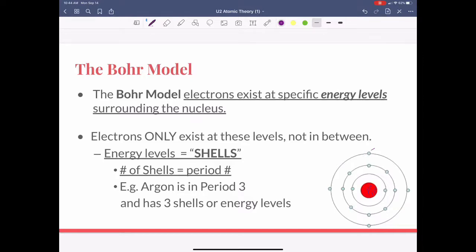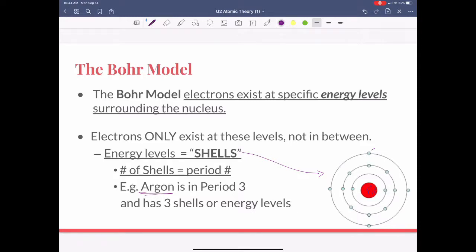Electrons only exist at levels, not in between the levels. When we look at this diagram on the right side, energy levels or shells are these circles. The number of shells tells you what period that element is in. For example, if we look at argon on your periodic table, what period is it in? Remember, periods go left to right. It's in period 3, so argon would have 3 shells or 3 energy levels.